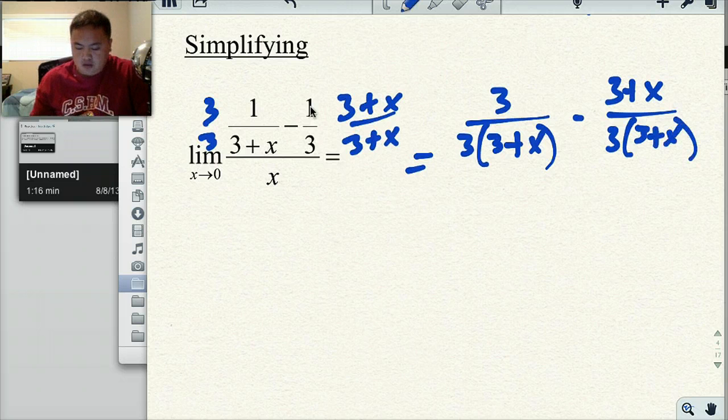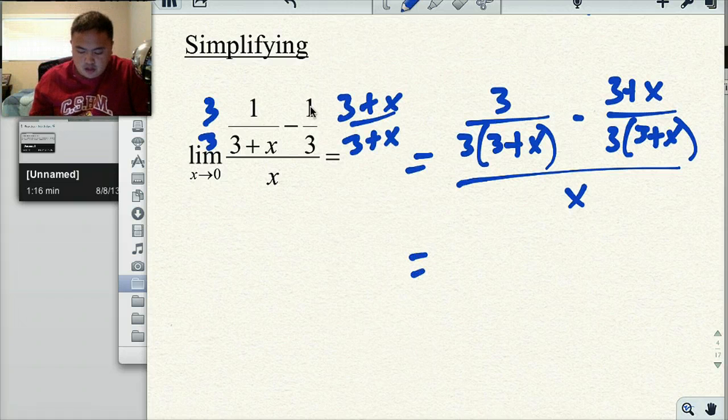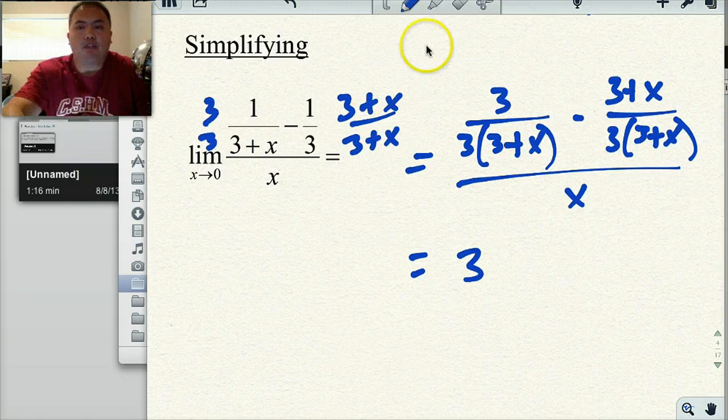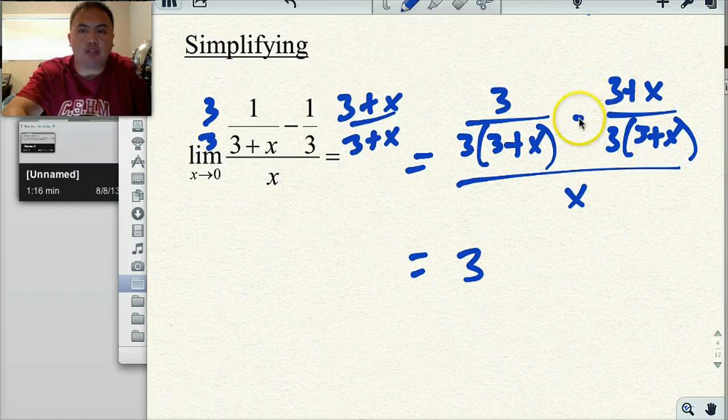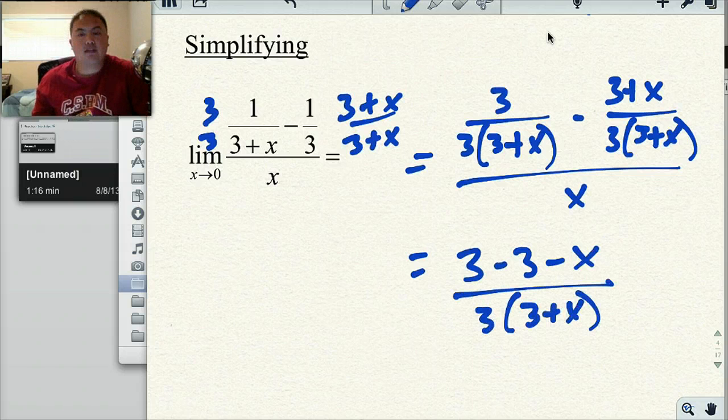So you notice now, in my numerator, I have a common denominator. When I have a common denominator, I can combine these fractions into one. I have my common denominator, so I'm going to get 3. Now, be careful here. See, I have a 3 minus 3 plus x. Because this minus is here, this minus goes to both terms in the numerator. So 3 minus 3 minus x. On the bottom, I have my common denominator. Okay so far? And that's all over that x that we had at the beginning.